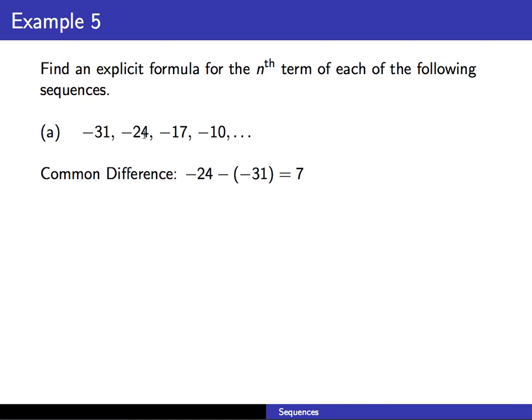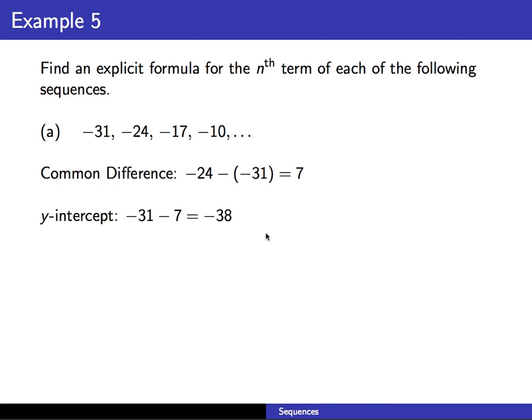So we are adding 7 to get from one term to the next, which means to get the y-intercept, we want to subtract 7 from negative 31, which gives us negative 38 as our y-intercept. So our rule is 7 times n minus 38. If we plug in a 1 for n for our first term, 7 times 1 is 7 minus 38 is negative 31. If I asked you for the 1000th term, you could just plug 1000 in for n and you'd get 6,962 as the 1000th term.